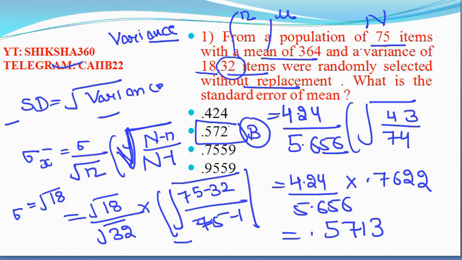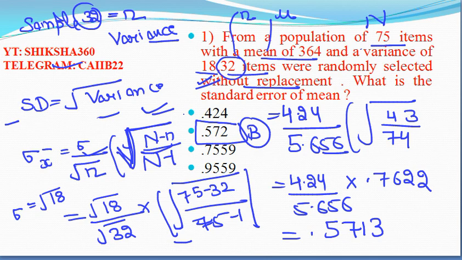Here what they represent: the given population is 75, so capital N is 75, the mean mu of the population is 364 and the variance is 18. From the variance we are able to calculate the standard deviation, because standard deviation is equal to under root of variance. And 32 items were randomly selected, so we are selecting a sample of 32 items, so small n is 32. We have to calculate the standard error of mean without replacement, so we have taken the formula of without replacement and we will solve the question. Hope this question is clear to all of you.